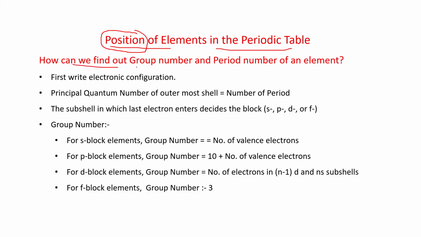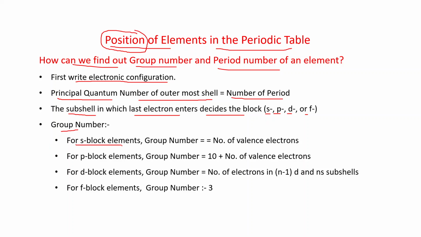How can we find out the group number and period number of an element? First, write the electronic configuration. Then find out the principal quantum number of the outermost shell, and that is equal to the number of the period. The subshell in which the last electron enters decides the block, that is s block, p block, d block or f block. Then the group number can be found after knowing the block.